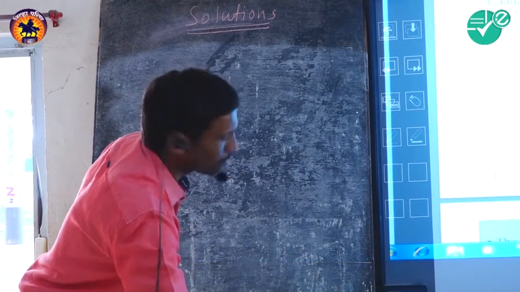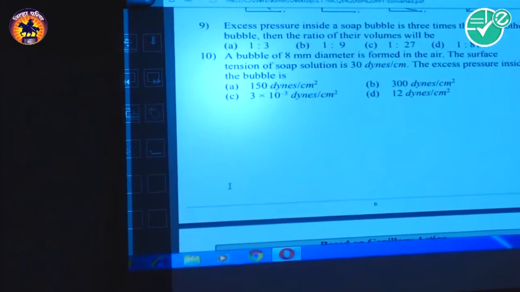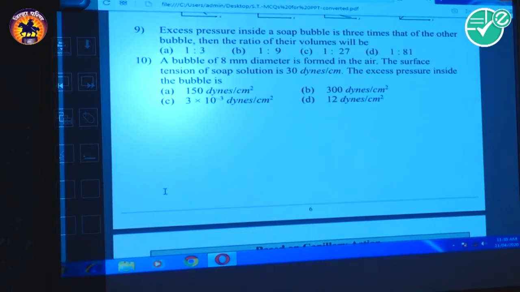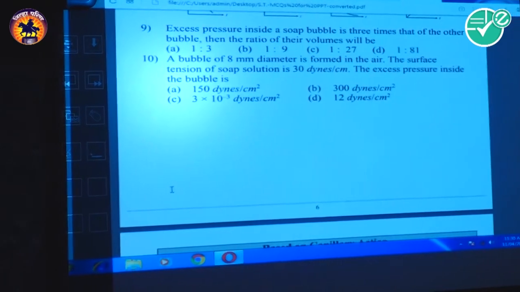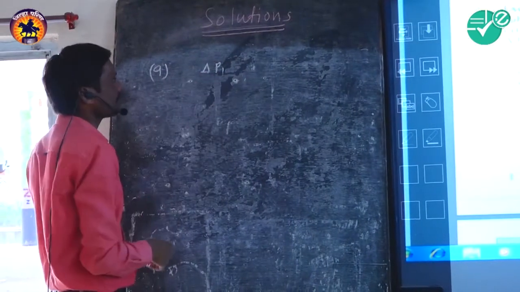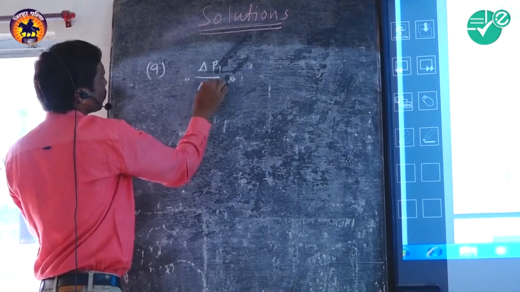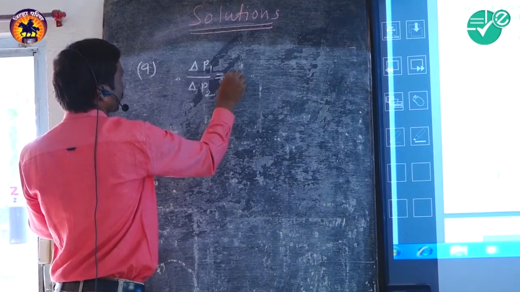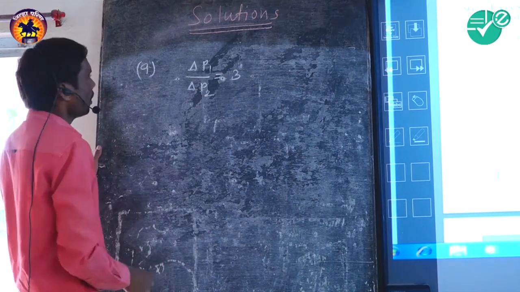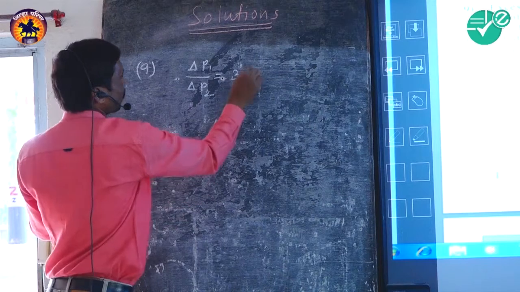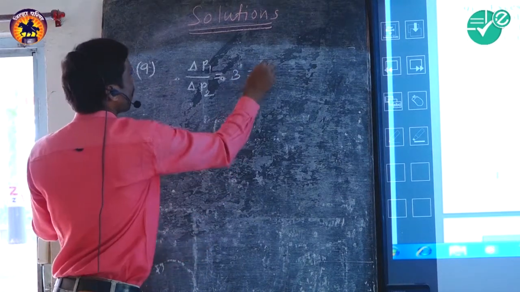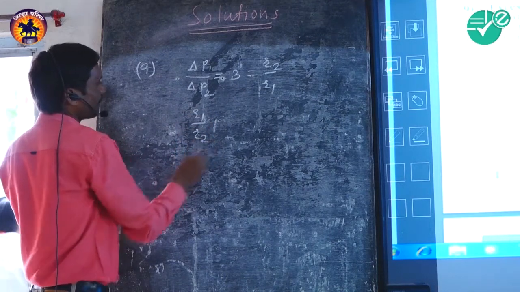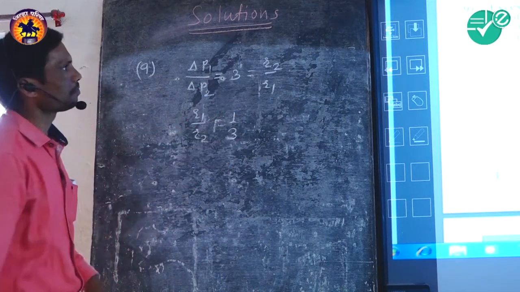Then 9th MCQs. The excess pressure inside a soap bubble is 3 times that of the other bubble. Now consider the first bubble whose excess pressure is del P1, and the second bubble whose excess pressure is del P2, that is equal to 3. But you know this excess pressure is inversely proportional to the radius of that bubble. It means that is R2 divided by R1. It means here R2 divided by R1 is equal to 1 by 3.